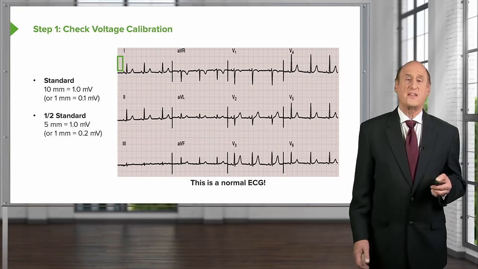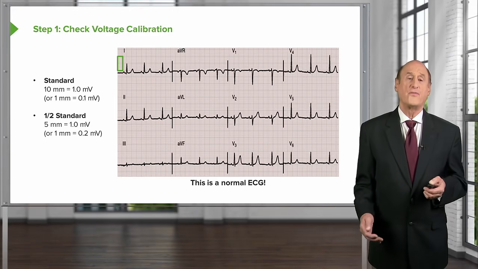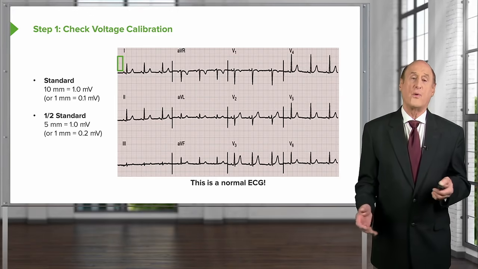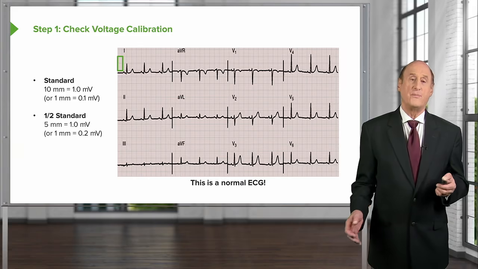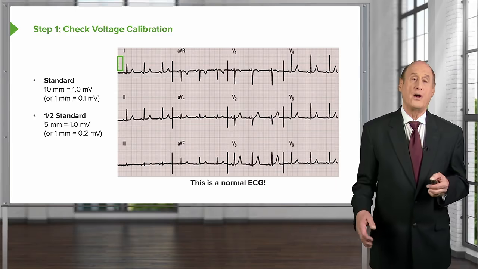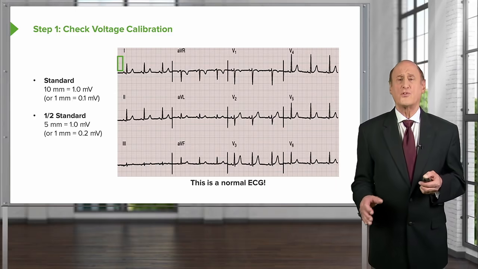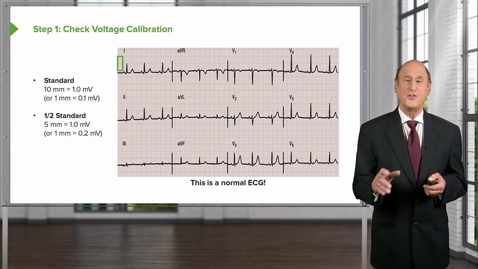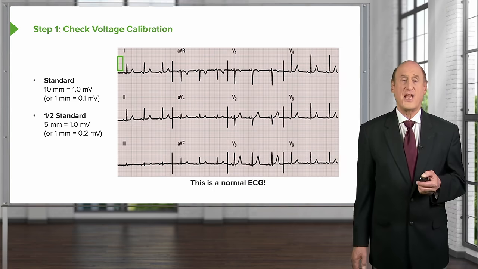And if you had set the standard to half, then of course each one of those little boxes would be less voltage. If you doubled it, they would be more voltage. But again, almost all EKGs use this green box of the 10 standard.